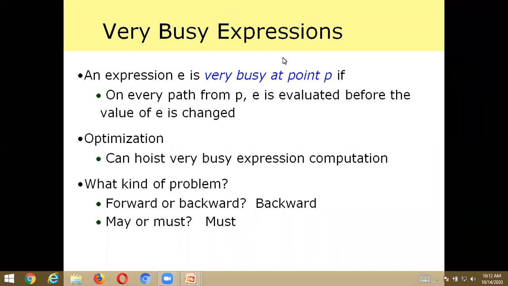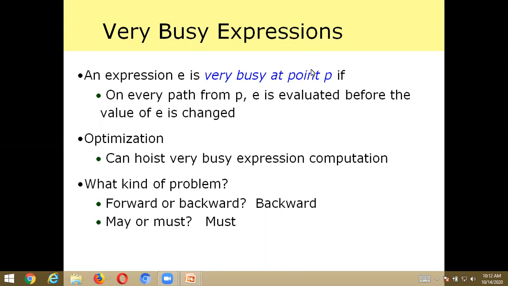Today I am going to explain the next property of data flow analysis, that is very busy expressions, or we can also just call it a busy expression. What is a busy expression? An expression E is very busy at a point P if and only if on every path from P, the expression is evaluated before the value of E is changed. Then we can say that it is a busy expression.